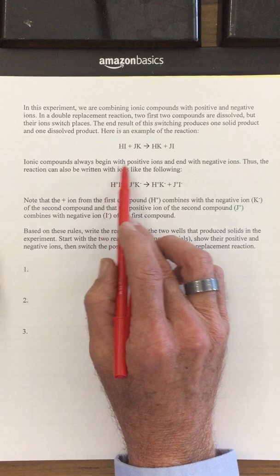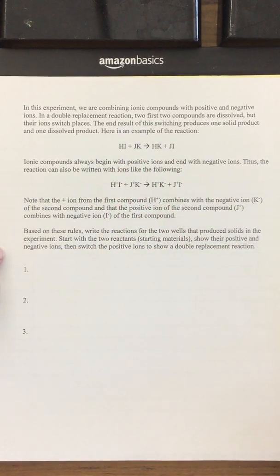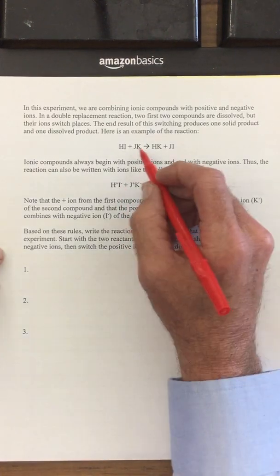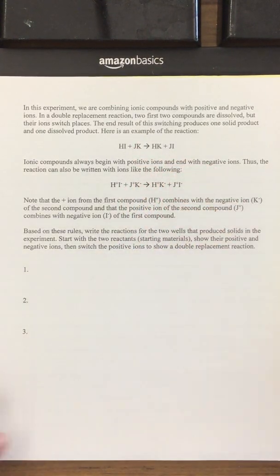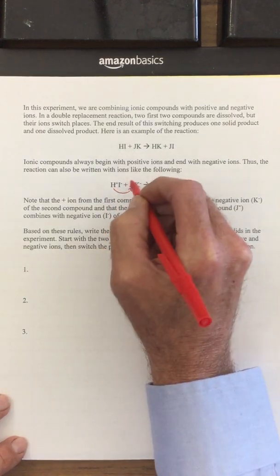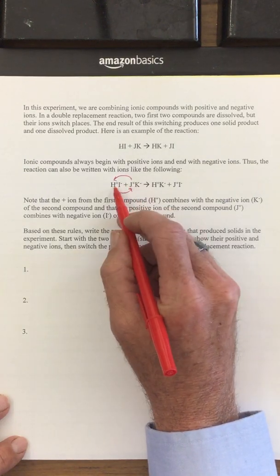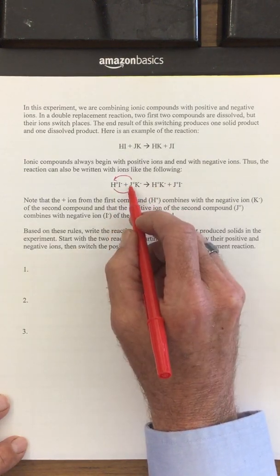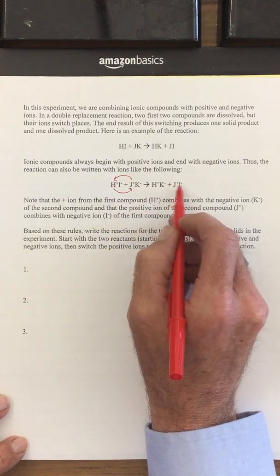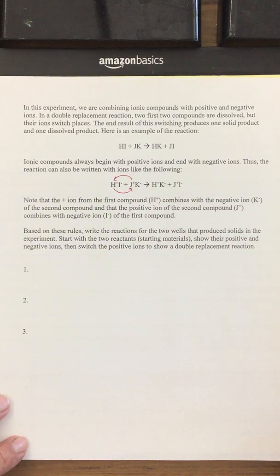Ionic compounds always begin with a positive ion. Notice how the H is the positive, and it ends with a negative ion, the I, which is negative. The J is the positive, and the K is the negative. Thus, the reaction can also be written with ions like the following. If you remember, the H and the J are going to switch places with each other. The H will kick out the J and form an HK. The J will kick out the H and form a JI. We always write the positive ions first.